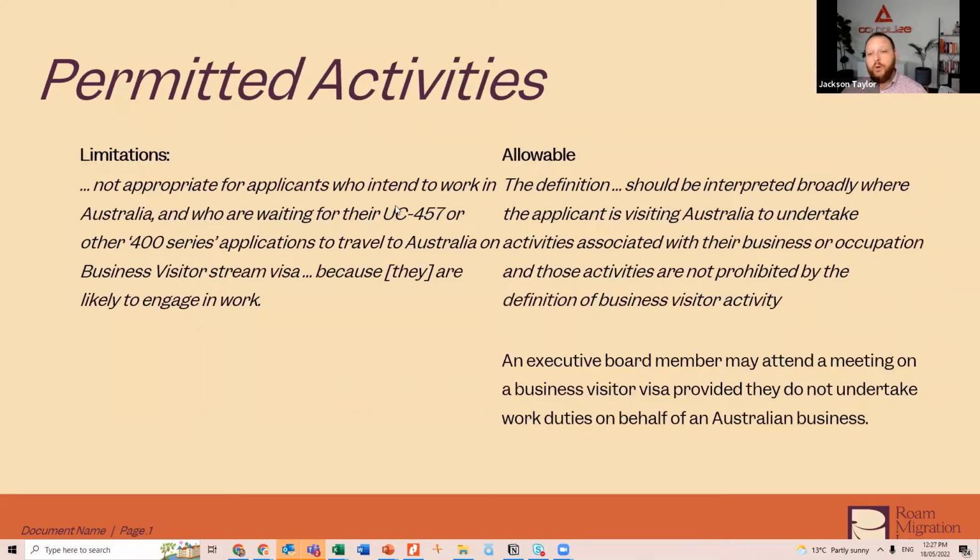Another important thing to be aware of: if someone has a 482 work visa lodged, for example, and they're waiting to come to Australia, it's not appropriate to then come in on a business visitor visa or a subclass 400. The government is concerned that you'll be too tempted to work. So that's something that really needs to be treated quite carefully.